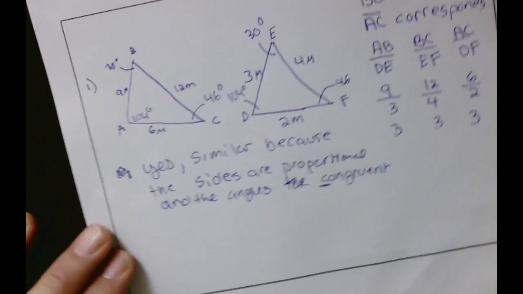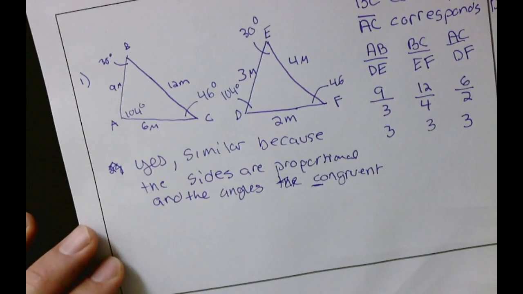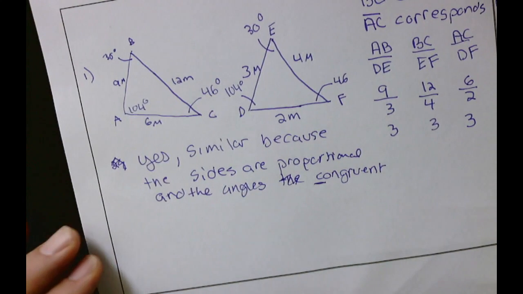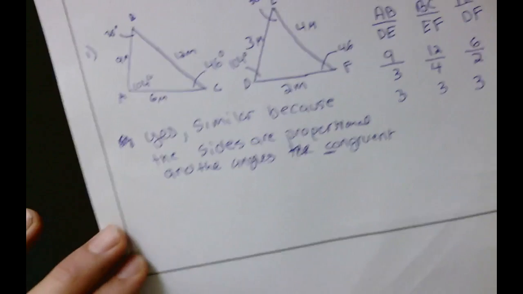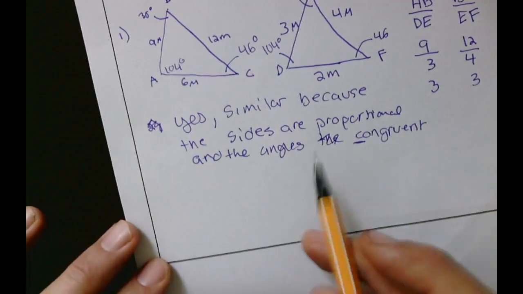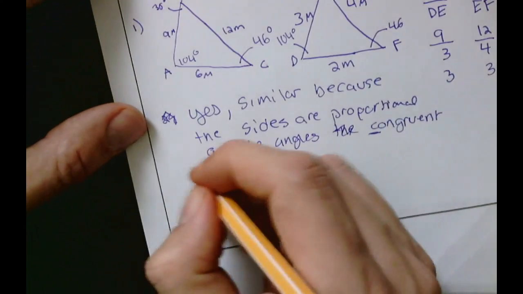The angles are congruent, my apologies. They're not copies of each other. The sides are different. The angles are congruent. The shapes are not congruent. Okay, so there we go. We found out these are similar based off of their sides and the fact that the angles are congruent.